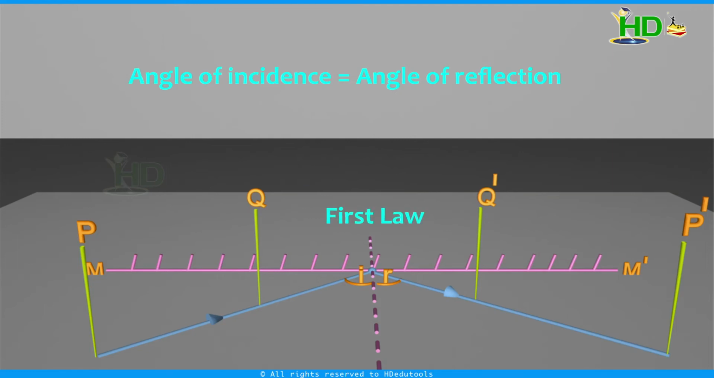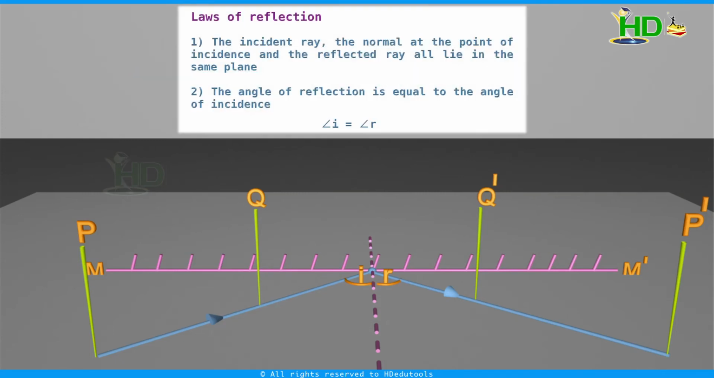The first law of reflection is that the incident ray, the normal at the point of incidence and the reflected ray all lie in the same plane. And the second one is the angle of incidence is equal to the angle of reflection. These two laws can be verified using this experiment. Now we take some different cases related to reflection.